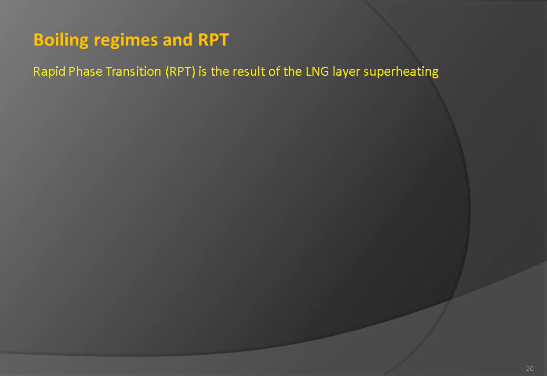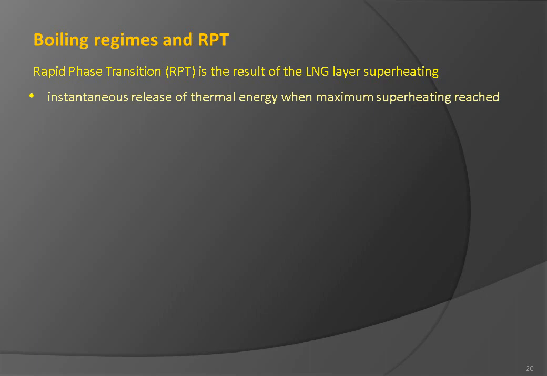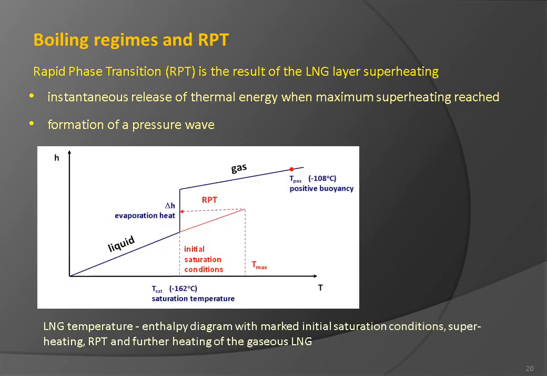Rapid phase transition, or RPT, is the result of LNG layer superheating. When the maximum superheating limit, that is, the spinodal state, is reached, the accumulated thermal energy is released instantaneously by a rapid phase change from liquid to gas. As a result, a pressure wave is formed that propagates through the ambient air. The figure shows the LNG temperature enthalpy diagram with marked initial saturation conditions, superheating, resulting RPT, and further heating of the gaseous LNG.